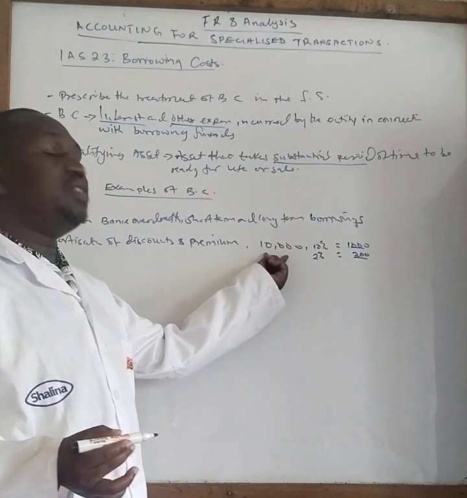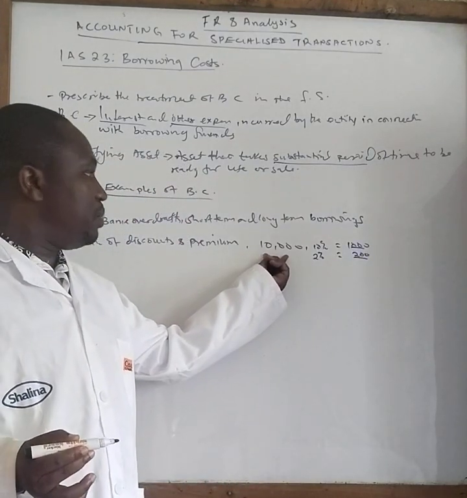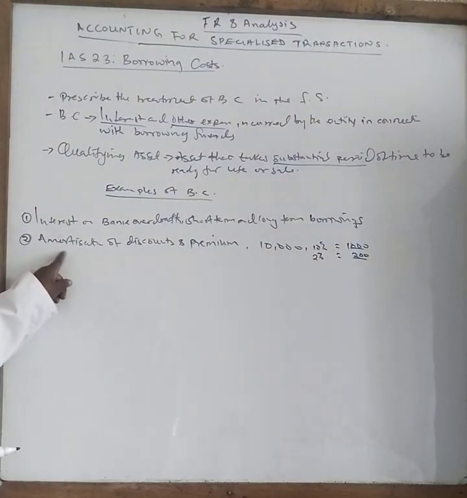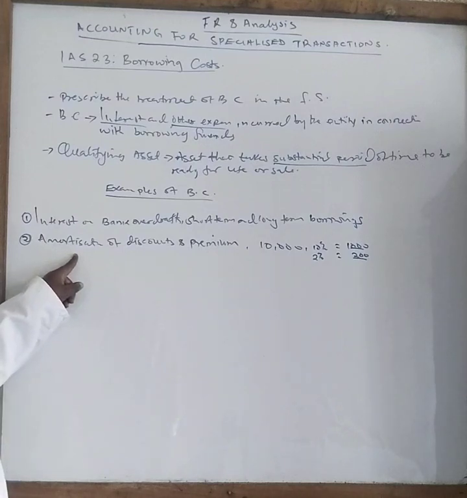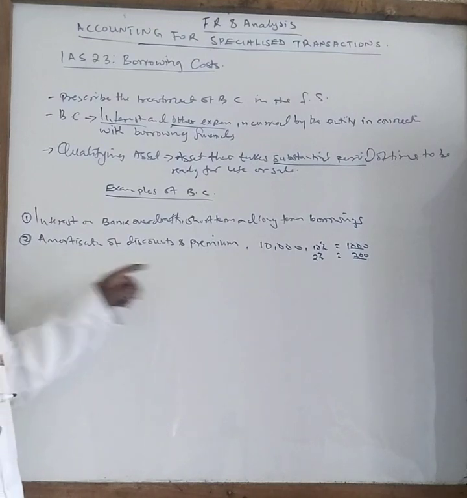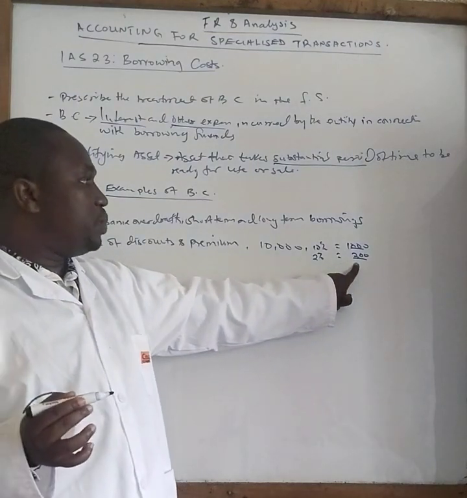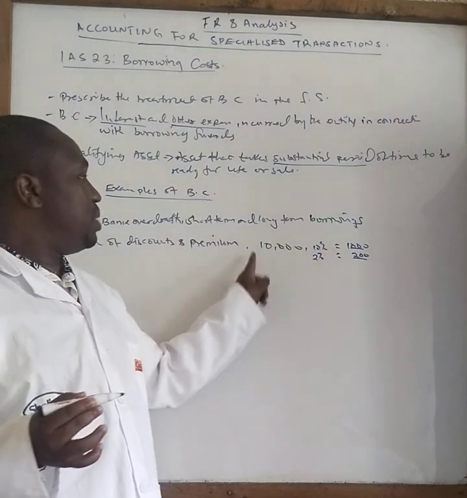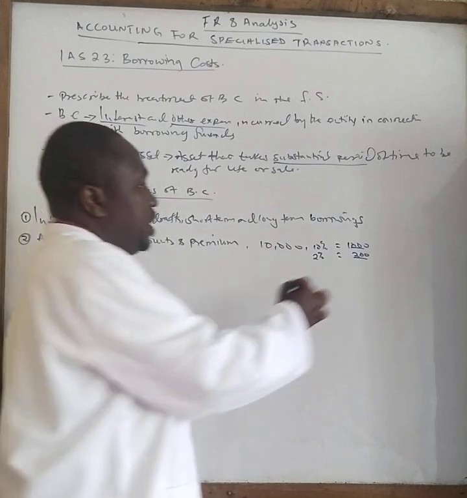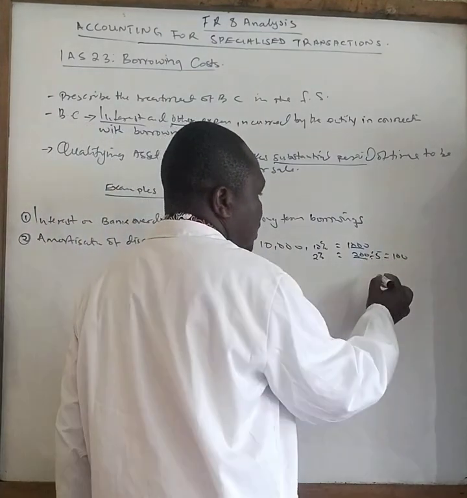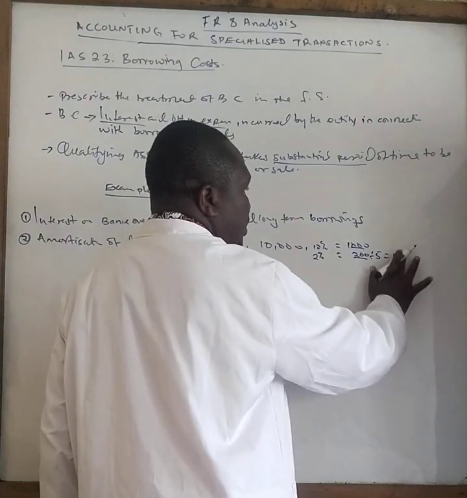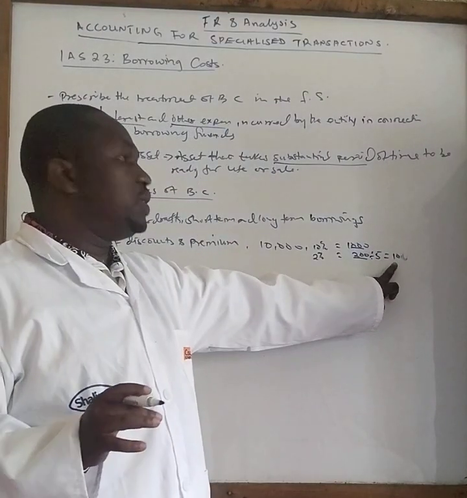This 10,000 is for 5 years. And for that matter, we have to demonstrate the meaning of the word amortization, which I've said means spreading of an item over a certain period of time. Therefore, this 200 has to be spread over 5 years. For example, if this is the 5 years, you divide this one by 5 and you get your 10 shillings. So this 10 shilling is per year.